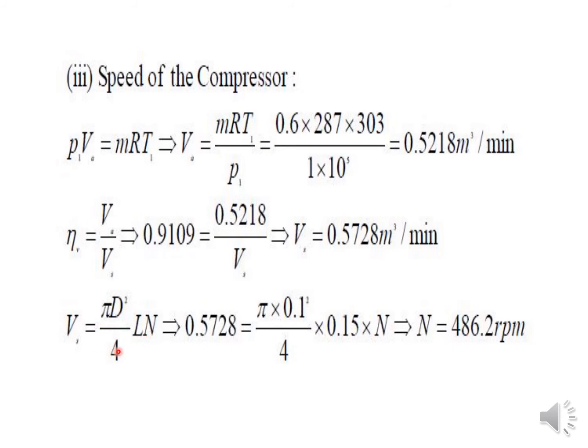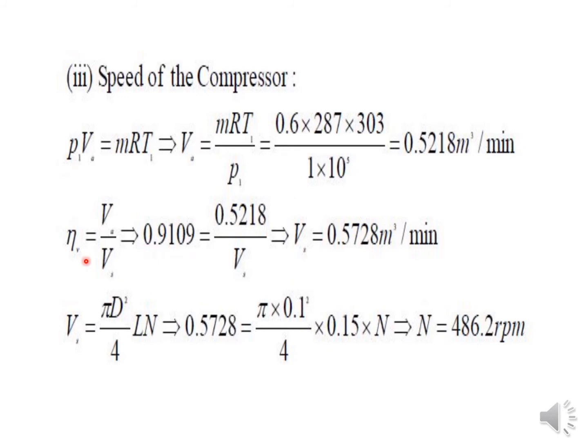So pi by 4, D is given, that is the diameter of the cylinder. L is also given. The only thing we need to calculate is Vs. If I calculate Vs and substitute in pi by 4 d square L, I will get the value of N. But where should I get this Vs from? We'll go further now. P1 VA is equal to MRT1, so VA is equal to MRT1 by P1. Substitute all the values, we'll get the VA.